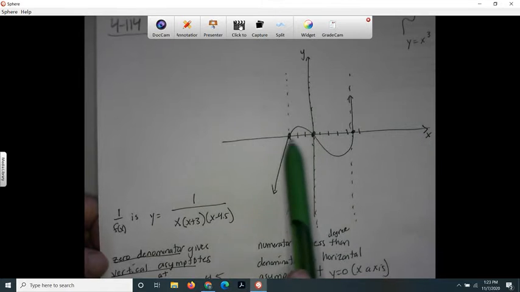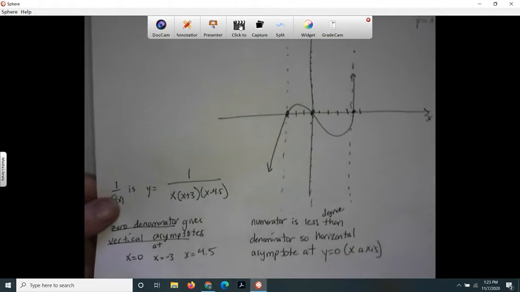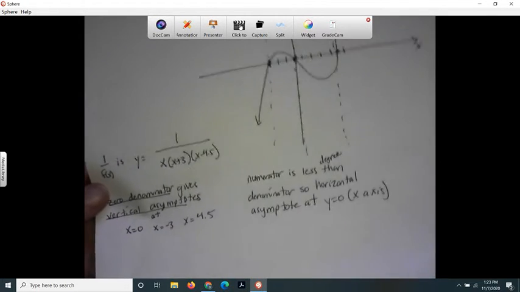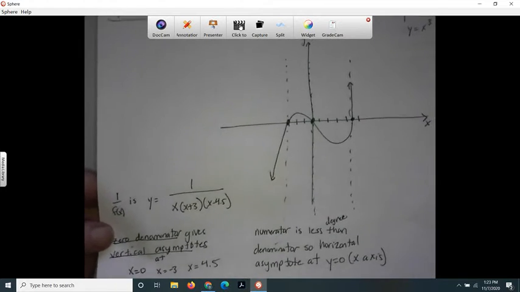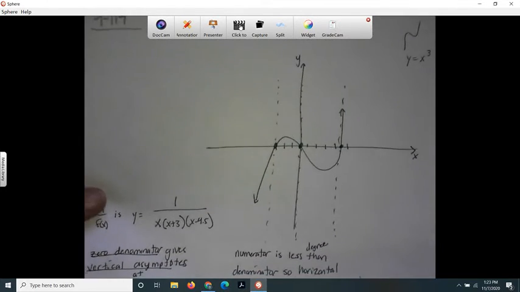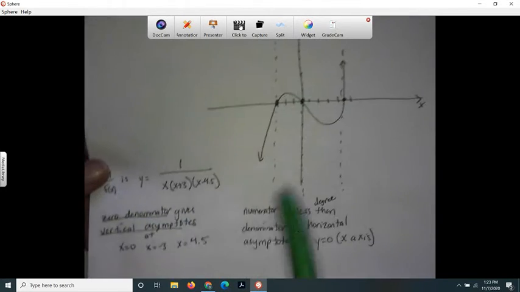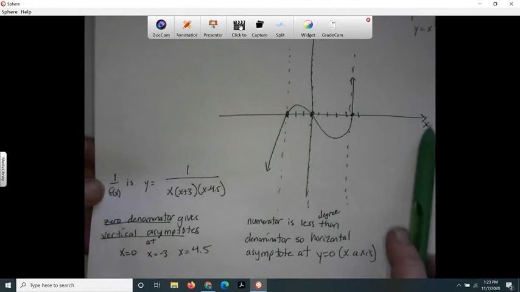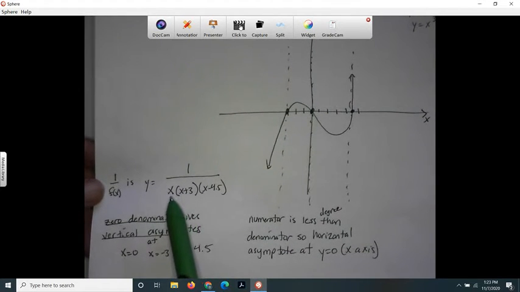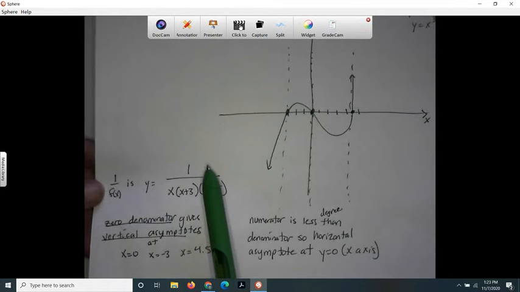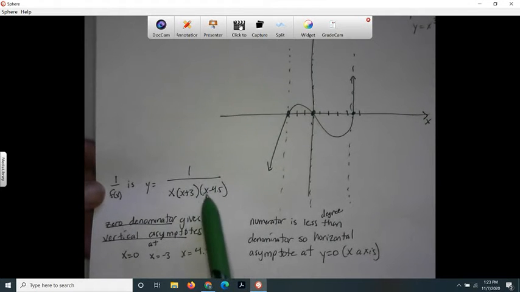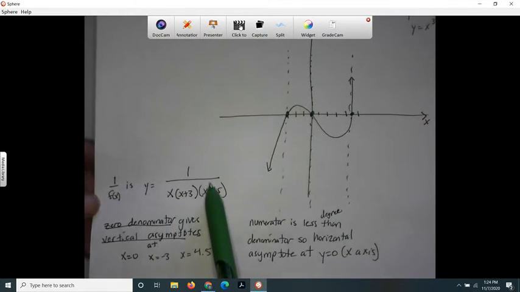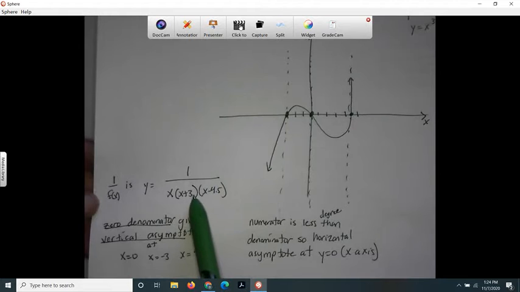And then I'm just going to use some things I know. I already kind of think I know what it's going to do. When I put a really giant x number in here, I'm going to get 1 over a really, really big number. Well, 1 over a really, really big number is going to go to 0. So I already know that we're going to go like this.